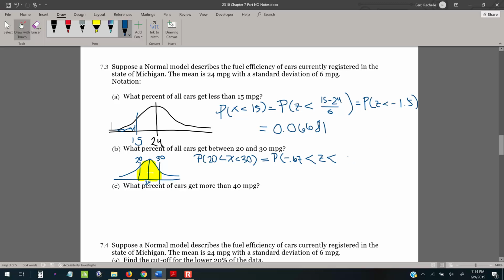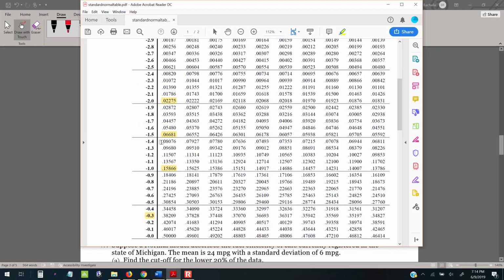Oh, this is just going to be 1. Why am I calculating this? Either way. So to do this, I'm going to do the probability that z is less than 1, since that's the z-score that goes with 30, the bigger value, minus the z-score for the lower value, -0.67. So I got to look up both of these.